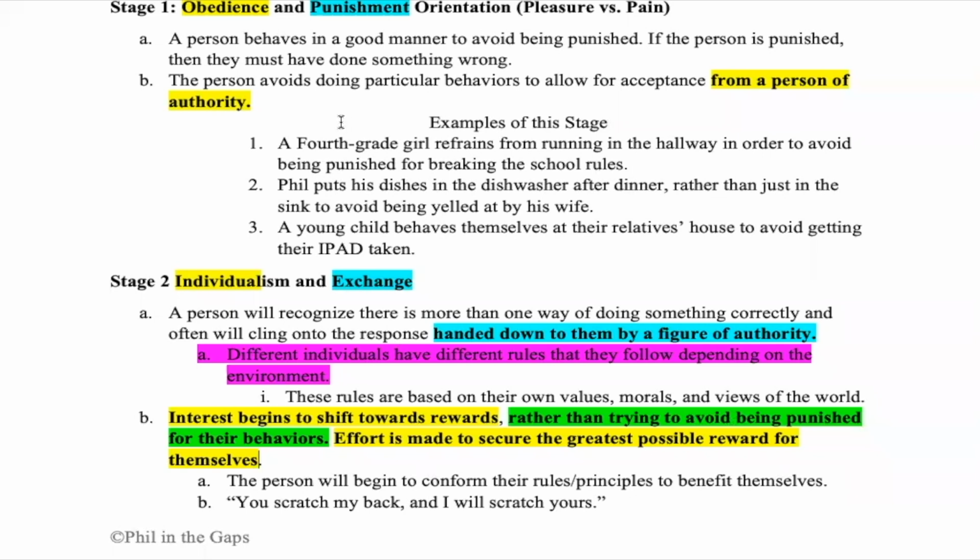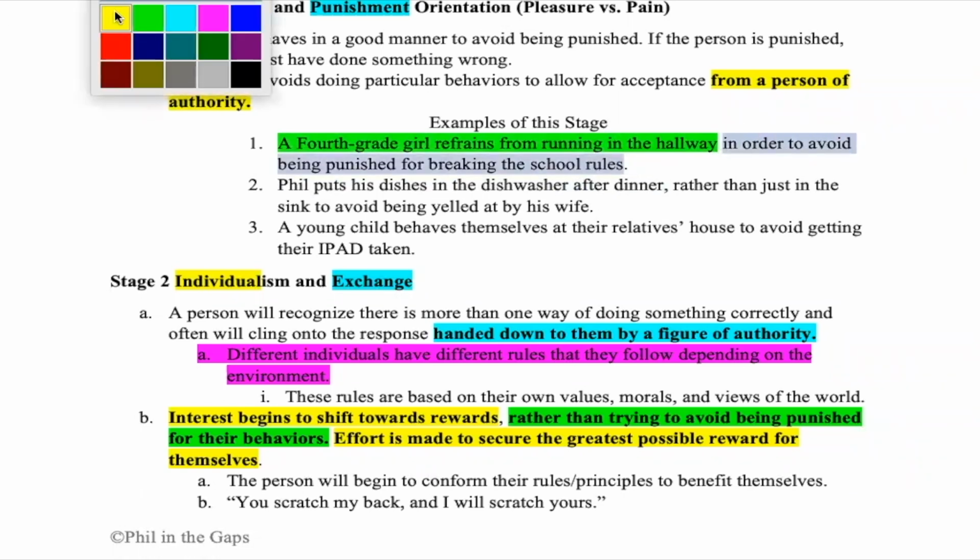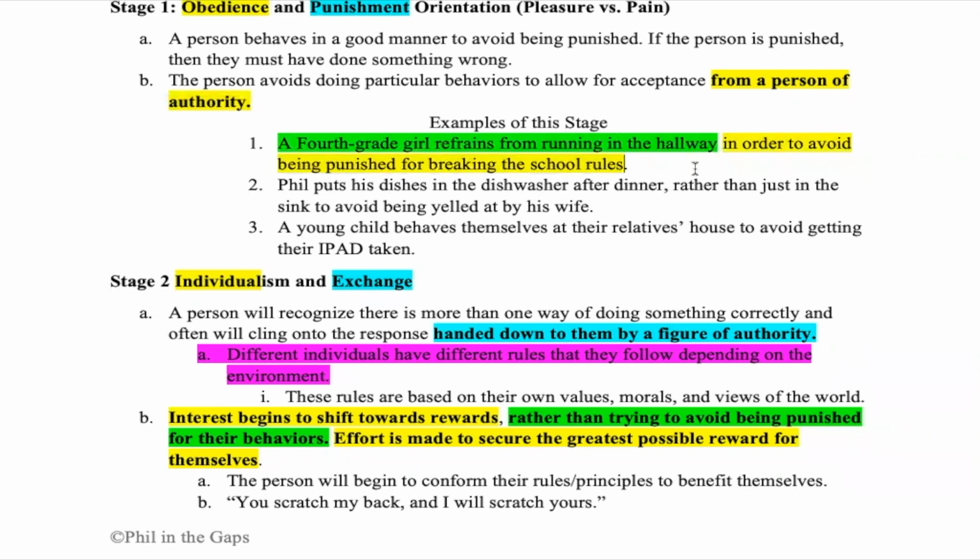Remember, going back to the examples, the fourth grade girl refrains from running in the hallway. Why? In order to avoid being punished by the school rules. They're like, you know what? I'm not going to do it. Individualism in exchange in this context would be, she's like, you know what? I'm not running in the halls because I know I can get a reward such as candy or whatever affirmation. So I'm going to not run in the halls, but they know darn well that they're going to give me a reward for not running in the halls.